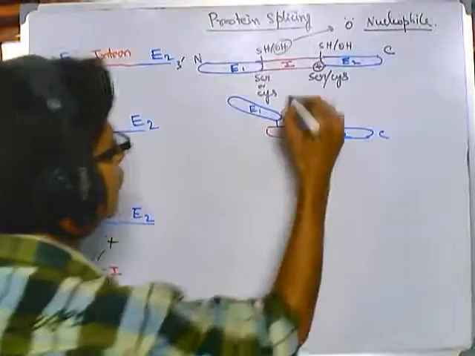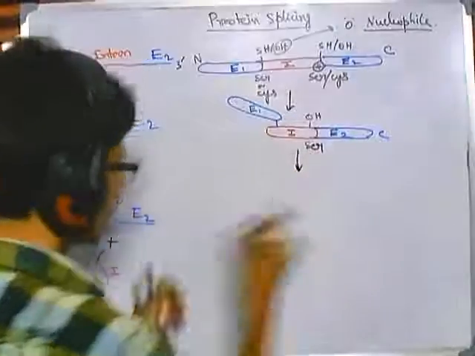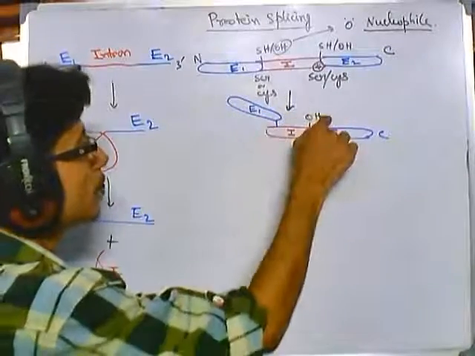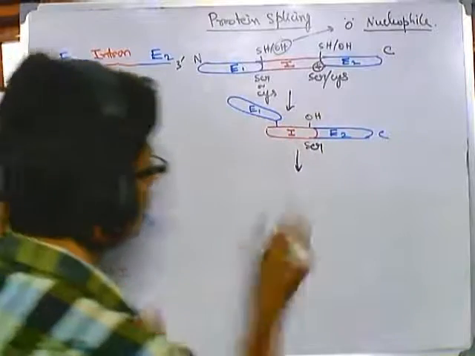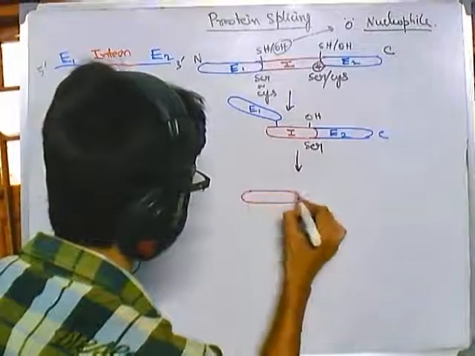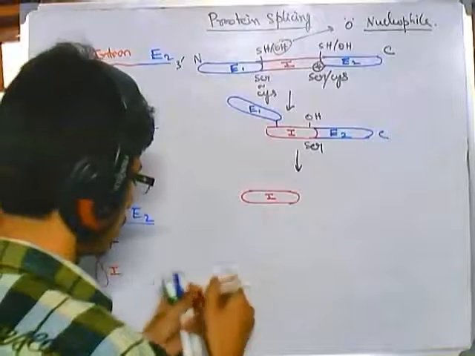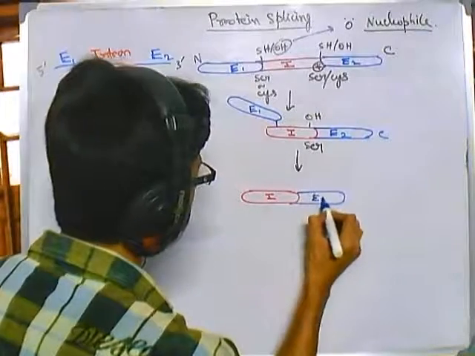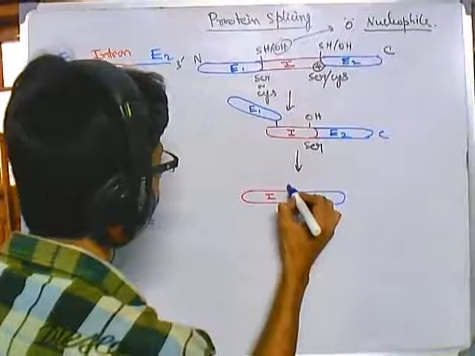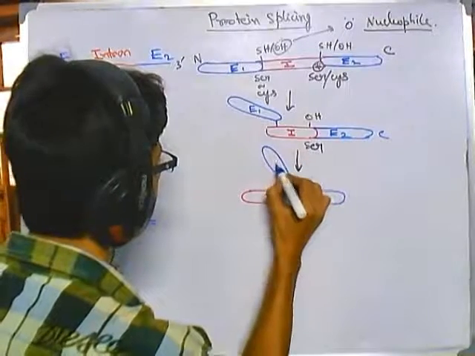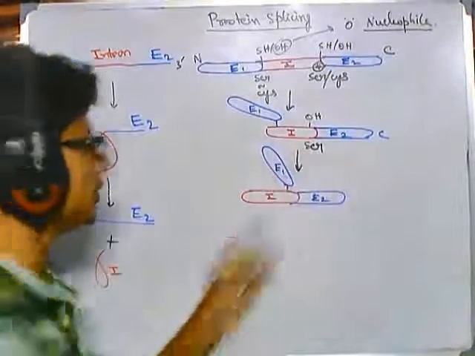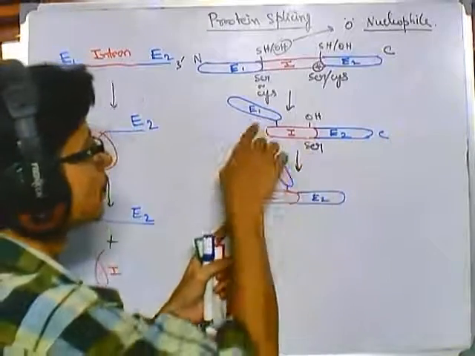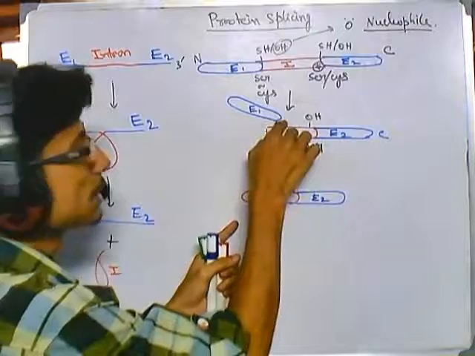So after this step, we simply get this part of the extein segment transferred from this link to this link. So now this is our intein, and here is extein 2, and here extein 1 will be attached with this linkage. Now simply, this reaction means transfer of extein 1 from this serine to this serine.